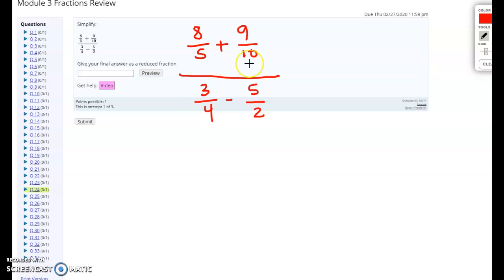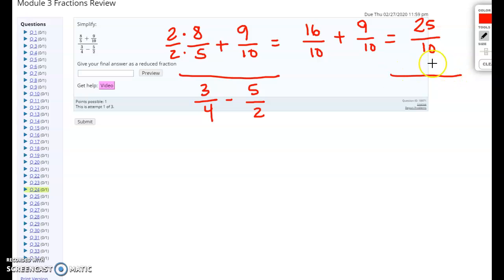Between 5 and 10, what's my common denominator? Well, I know 5 goes into 10 and 10 goes into 10, so 10 is going to be it. So I'll multiply here by 2 over 2, because 5 times 2 will give me the 10, and I also need to multiply the top by the same number. So I end up with 16/10 plus 9/10, which is going to give me 25/10. Okay, so I just find my LCD so I can combine these into one.